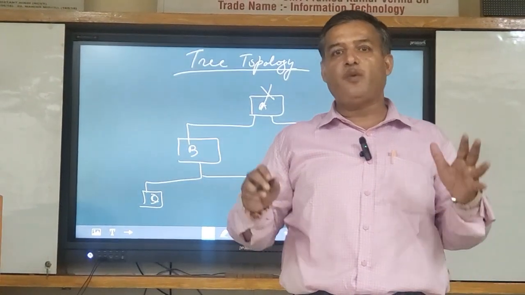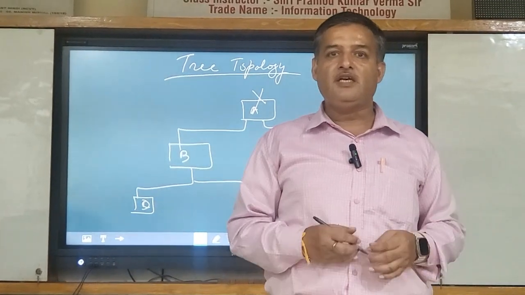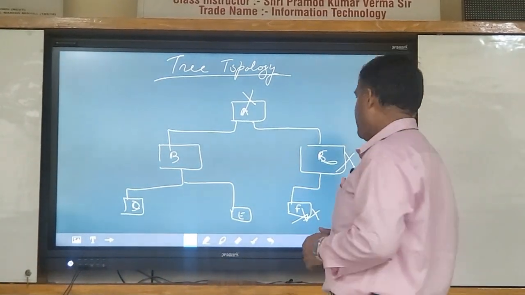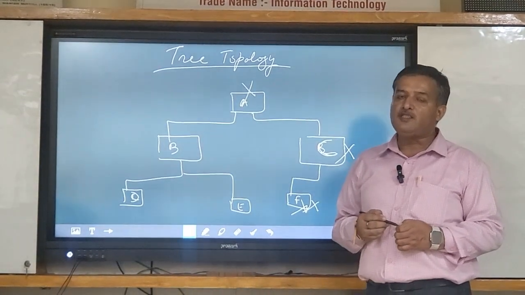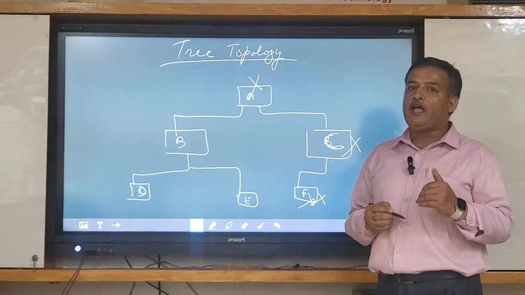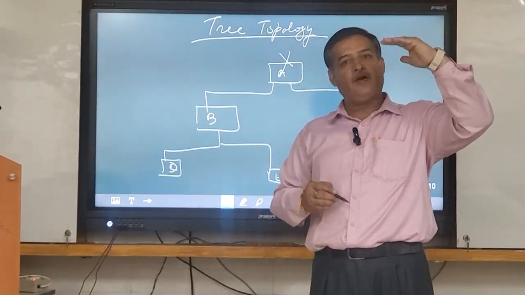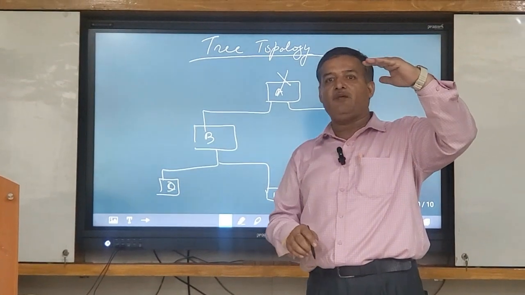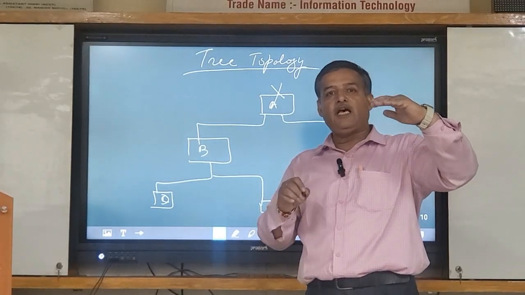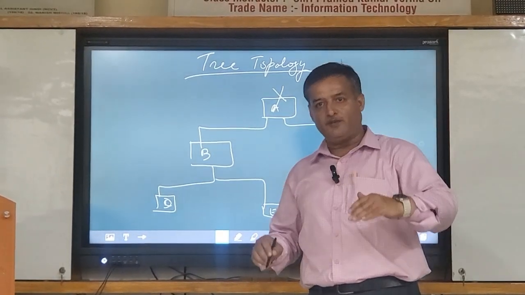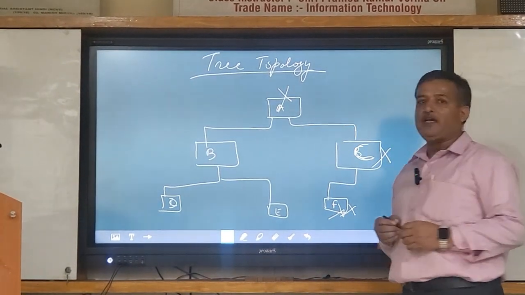So it depends on at what level of the layer the computer failure occurs. The computers above that particular level work fine, but below that level, where the computer is damaged or fails, the entire network collapses after that level. So this was a drawback of the tree topology.